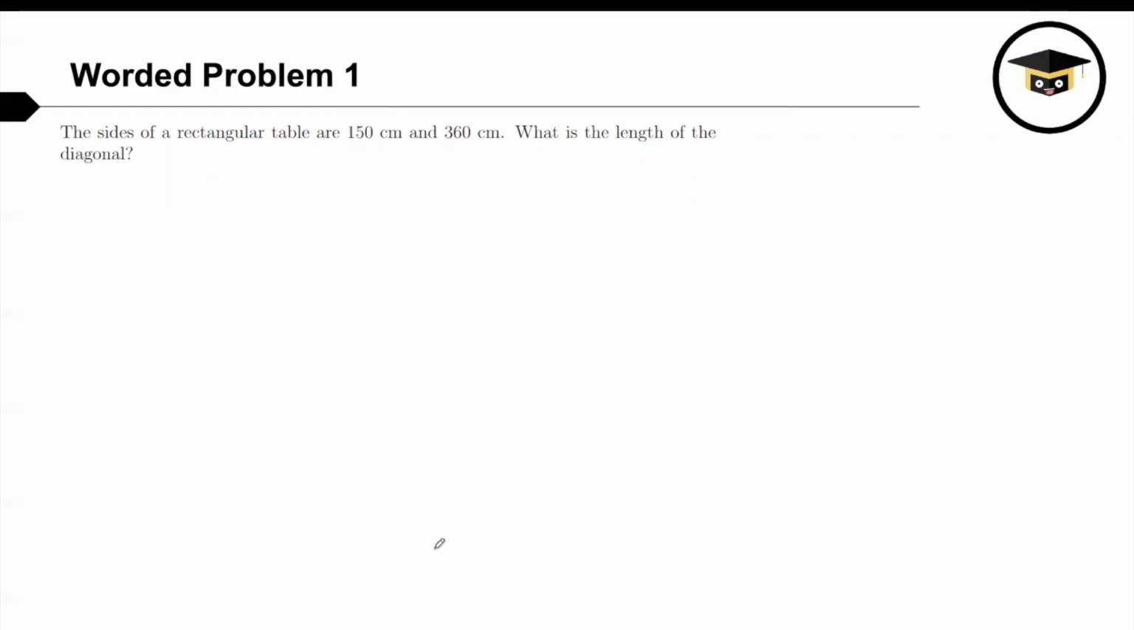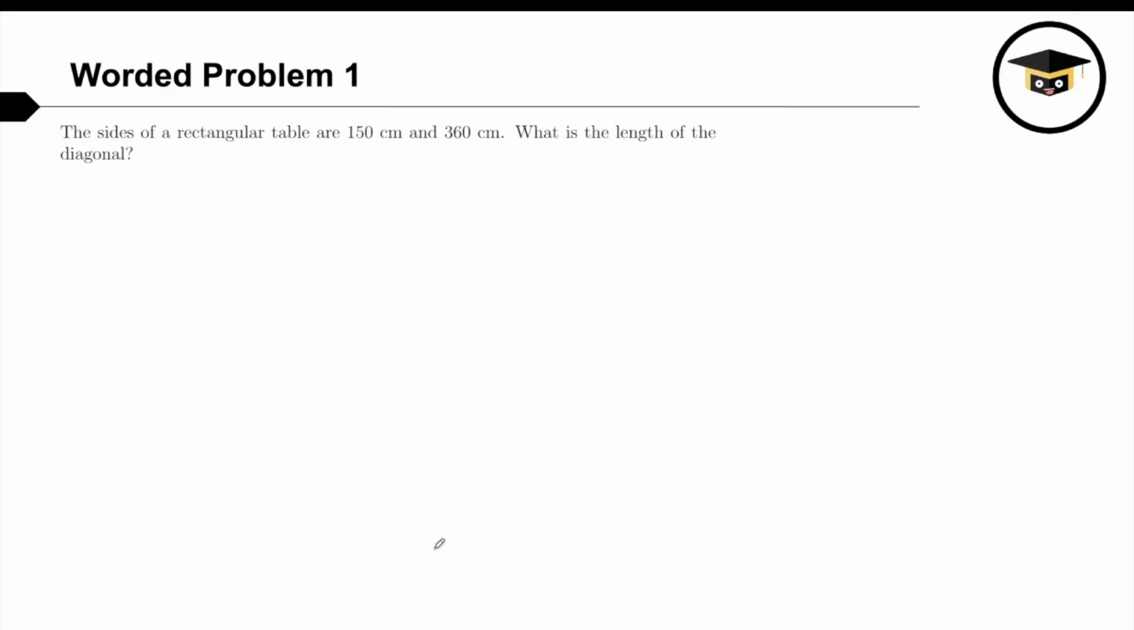Now let's have a go at a worded problem. The idea behind most worded problems is they don't give you the diagram. So you have to read the question carefully and try and construct a triangle or construct a diagram that will help you solve it. So let's have a read through the question.